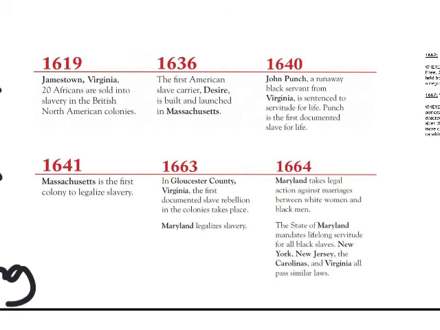African enslavement in the 13 colonies. In 1619, the first Africans arrive in Jamestown. In 1636, the first American slave ship, the Desire, is built and launched from Massachusetts. In 1640, John Punch is sentenced by court to servitude for life, and he is the first documented slave for life. In 1641, Massachusetts is the first colony to legalize slavery. In 1663, in Gloucester County, Virginia, the first documented slave rebellion takes place. The same year, Maryland legalizes slavery.